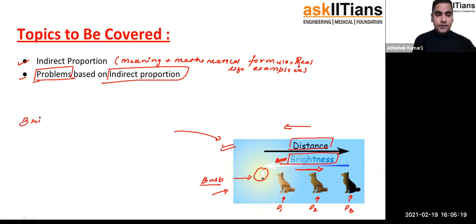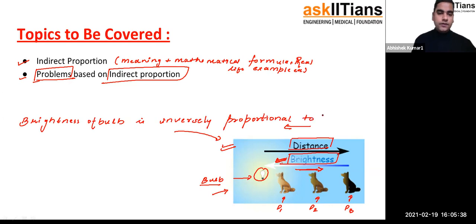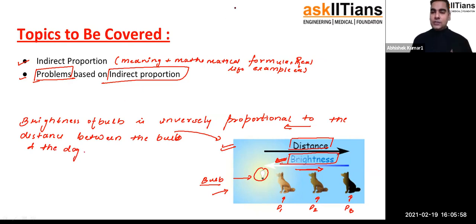the brightness of the bulb is inversely proportional to the distance between the bulb and the dog in the top, right? Because if you increase the distance, the brightness will decrease. If you decrease the distance, the brightness will increase. I hope you got an idea of what is inverse variation and how it is related to real life.